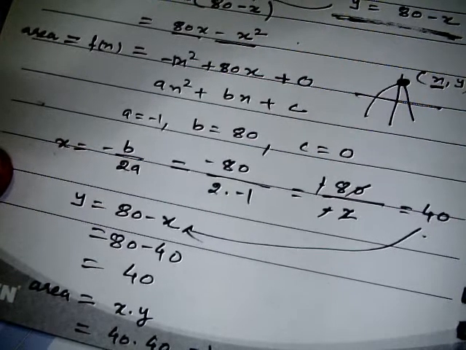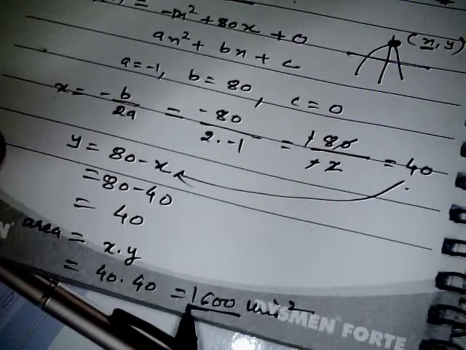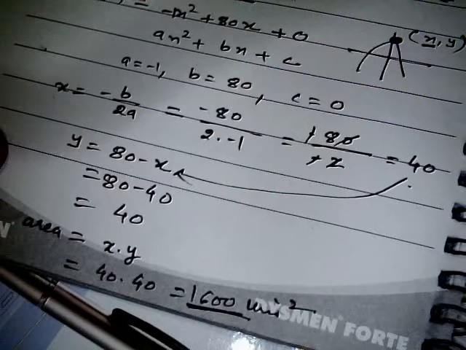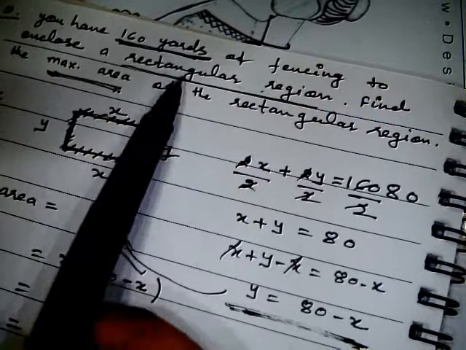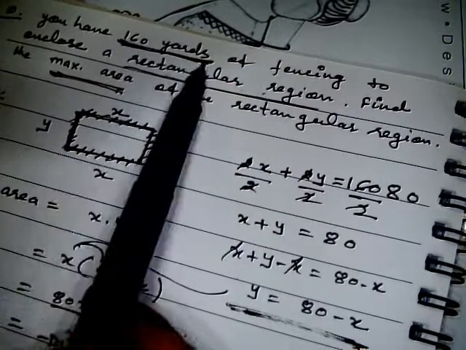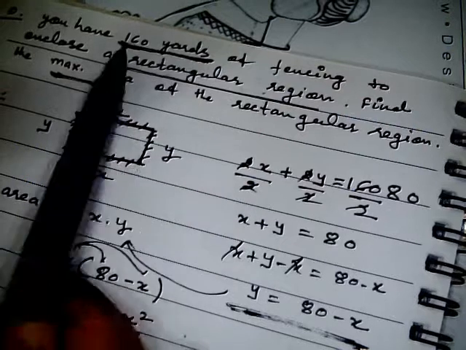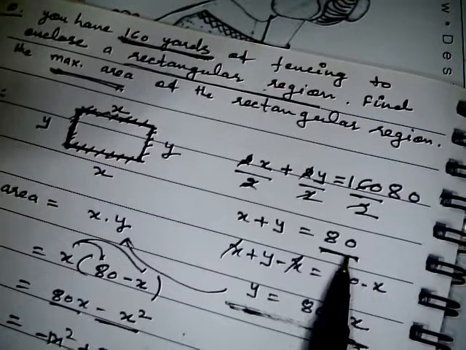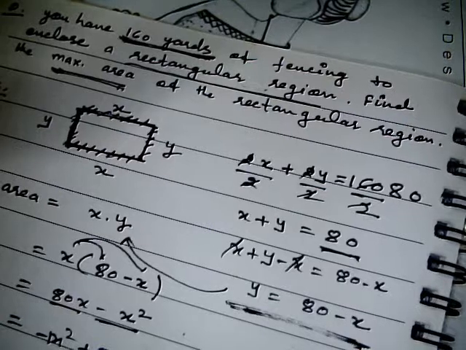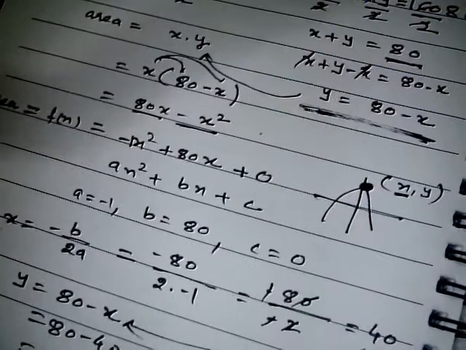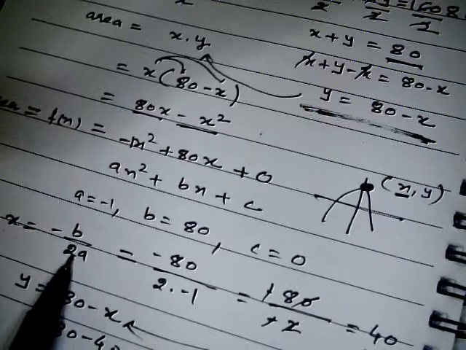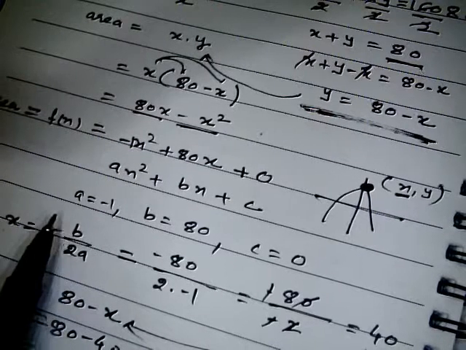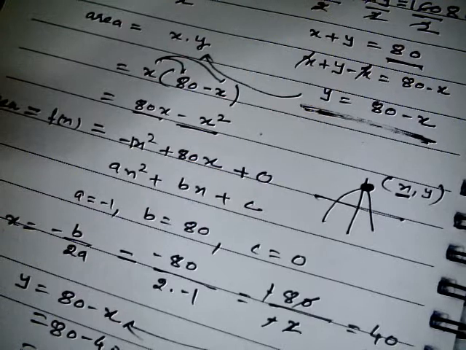If you want to calculate this orally, you need to check the fencing first. Take half of the fencing, 160 halved is 80. Then take half of this value also, because we need x, and x is always b upon 2a. You calculate that part orally, and then you calculate the y value with the help of this relation and get the area done.